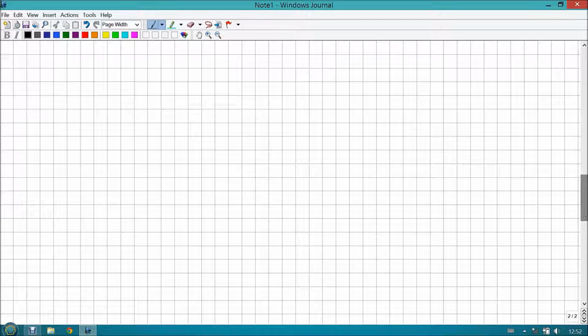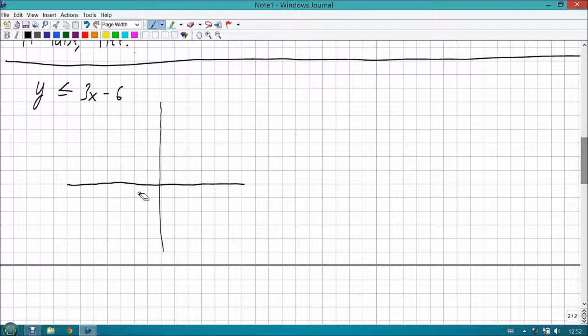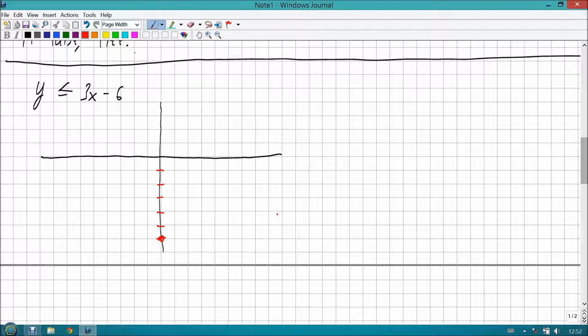So that means I'm going to have to go down quite a ways, which means I'm probably going to have to bring this up a little bit because I'm out of room down there. So I'm going to put my x-axis up here. Let's see, I go down negative 6. So 1, 2, 3, 4, 5, 6, make a dot. And then my slope is 3, so I rise 3, run 1. Rise 3, run 1, and again, rise 3, run 1.